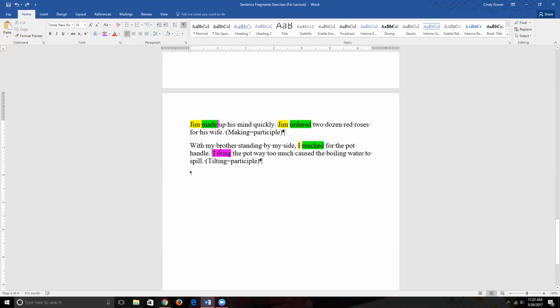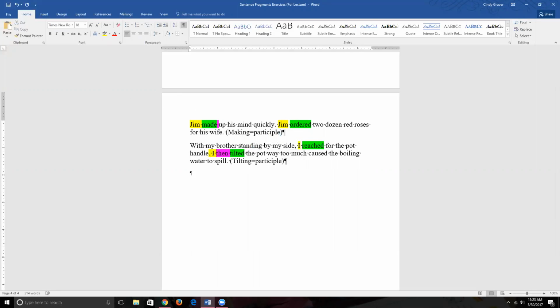I'm going to add my subject, which again I think is I. I tilted the pot way too much, causing it to spill. I can add the word then tilted if I think it's necessary to put it in order. And of course, if I want to combine these, I can combine them because they're two independent clauses now with a semicolon, or I could put a comma and a FANBOYS there if I want to. But I'm going to keep them as two sentences.